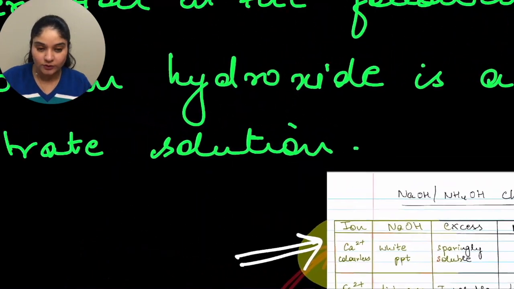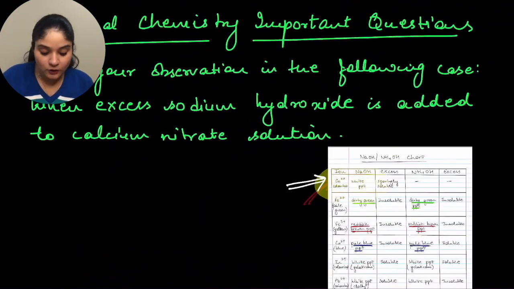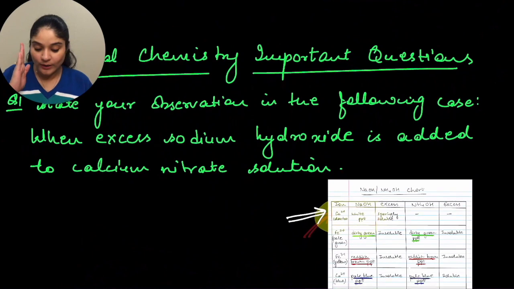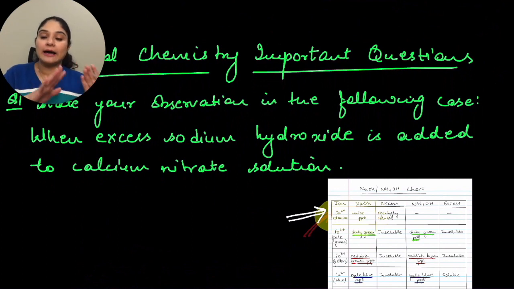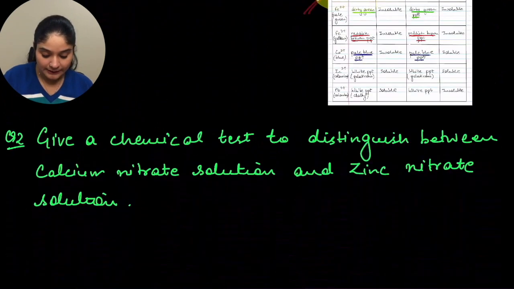So this is the first question that we were doing. State your observation in the following case when excess sodium hydroxide is added to calcium nitrate solution. Okay, so when they are saying excess, what you'll say is initially a white precipitate is formed which is insoluble in excess of sodium hydroxide. So that is your answer for this question. Let's try the next one.